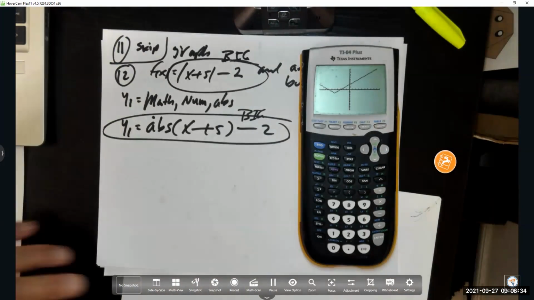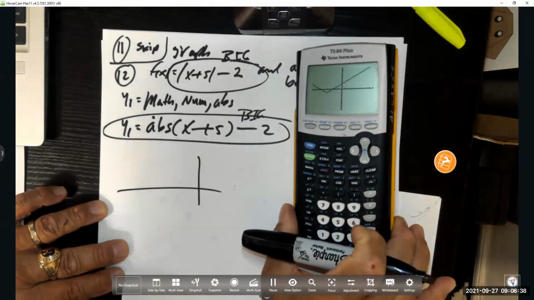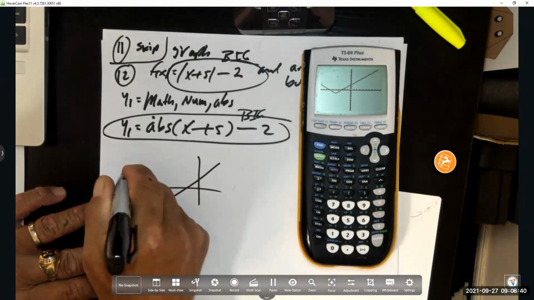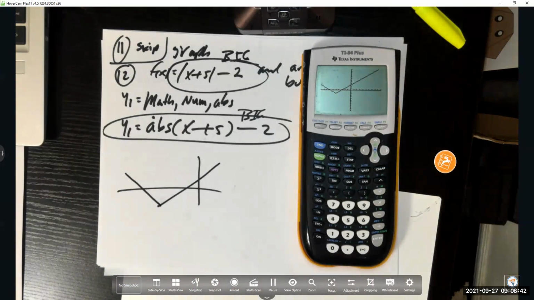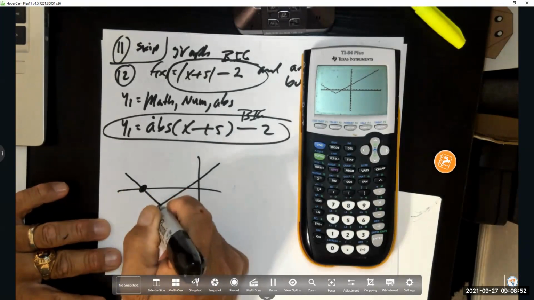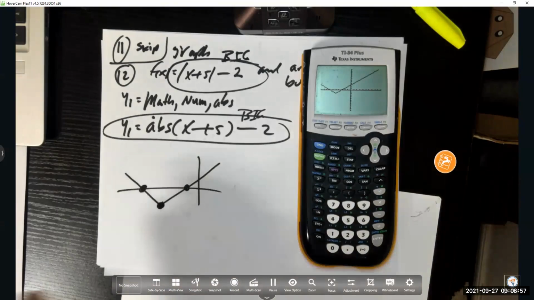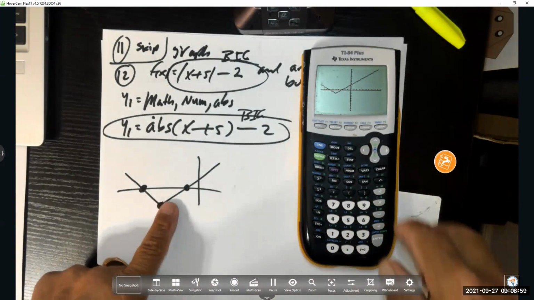I got something looking like this. This is what I got on mine. You'll get a picture like that, yes or no? Yes, sir, I got something like that. Okay. Now I'm going to do a trace because I want to know what the dots are going to be. Go ahead, use your machines.